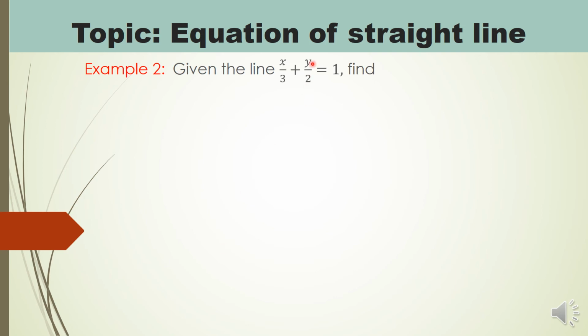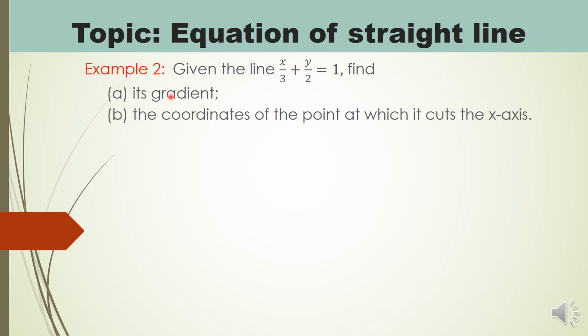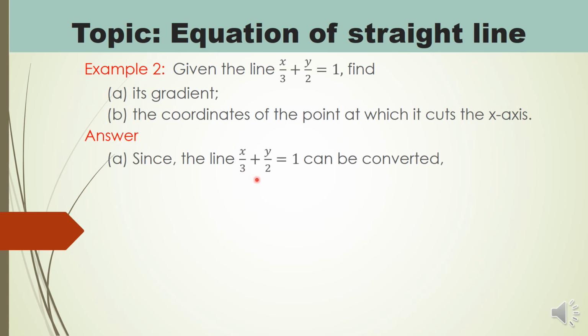They give you the line x over 3 plus y over 2 equals 1. For the first question, you find the gradient, and the second question, find the coordinates of the point at which it cuts the x-axis. Now, before finding the gradient, you have to convert this equation into slope-intercept form. The slope-intercept form is y equals minus 2 over 3 x plus 2. To find it, we have to move x over 3 to the right hand side, so it becomes minus x over 3 plus 1.